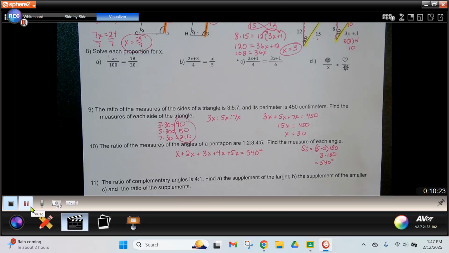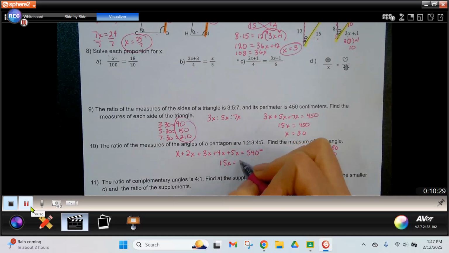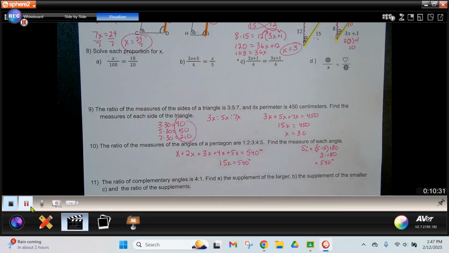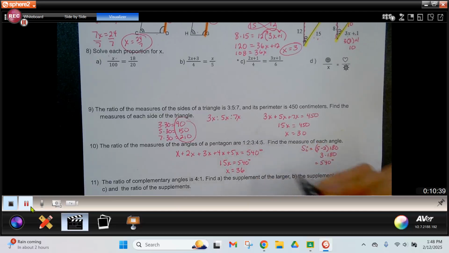Now you can just add these up. This is 3, 6, 10, 15x equals 540. And 540 divided by 15 is equal to 36. So x equals 36. So now you need to find the measure of each angle.